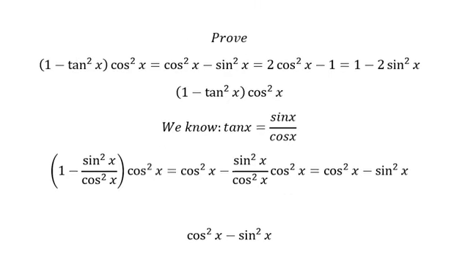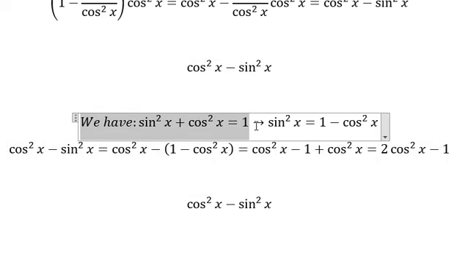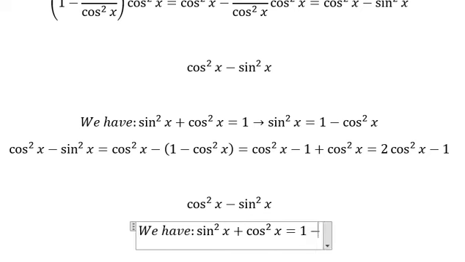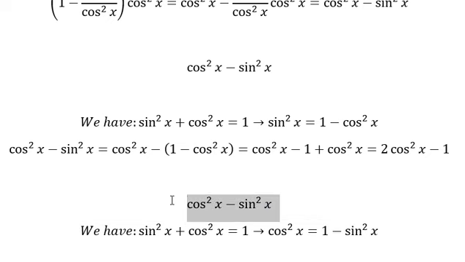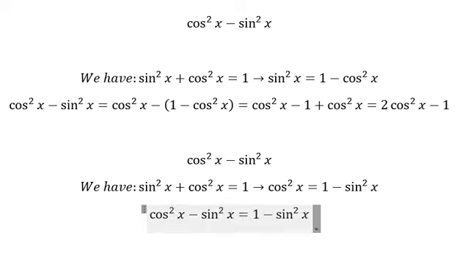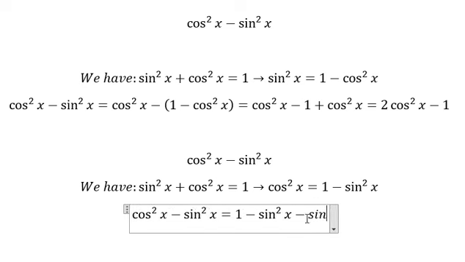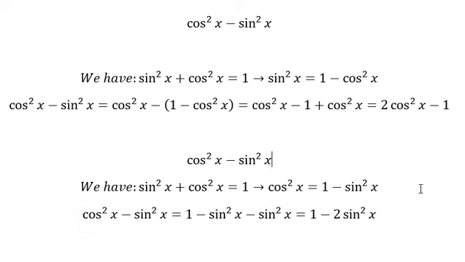Now let's go to the last one. We use this one. And now we have this formula in here. So I will put sin x squared go to the right. And now we need to transform cosine x squared into this one. And this is the final answer.